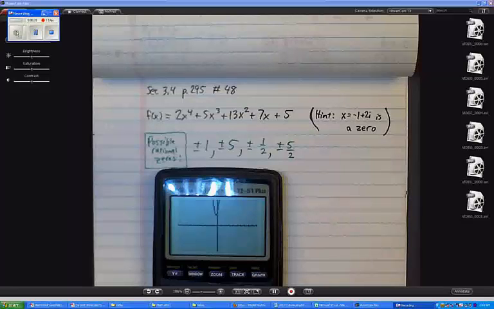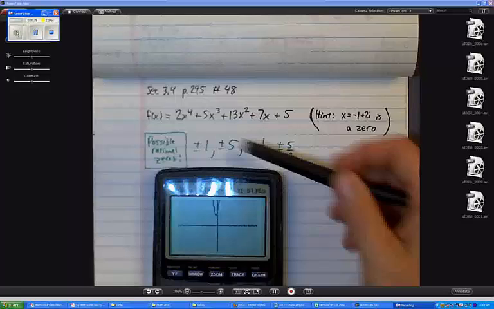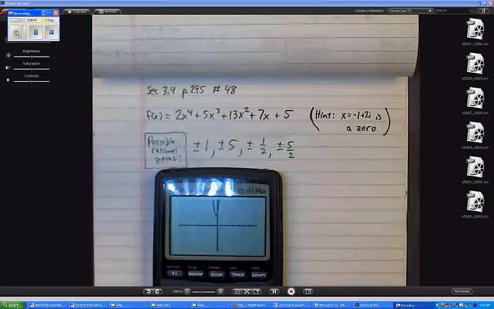But now look at the graph. Are there any real zeros? At least not in this range, and all these would fall in that range. So if there's any real zeros, they're irrational. So, whoa, what do I do? Well, let me show you.